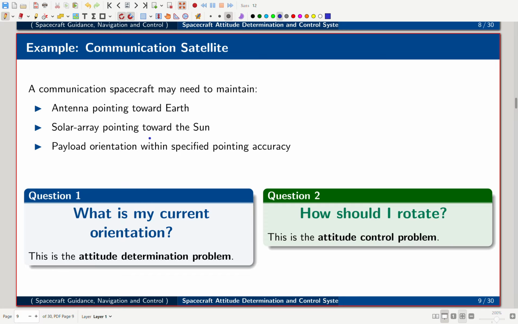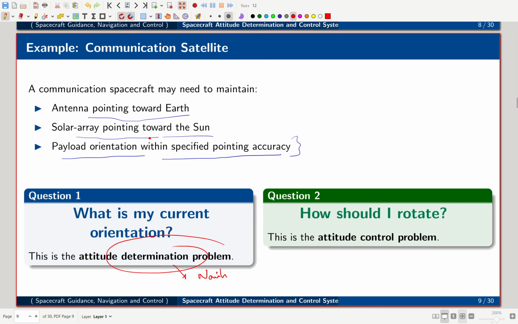Yeah, so a communication spacecraft may need to maintain antenna pointing toward Earth, solar array pointing toward the sun, right, and payload orientation within the specified pointing accuracy. So what is my current orientation? This is the attitude determination problem. In this we go for the navigation, right? Sometimes we also call it estimation, from this determination.